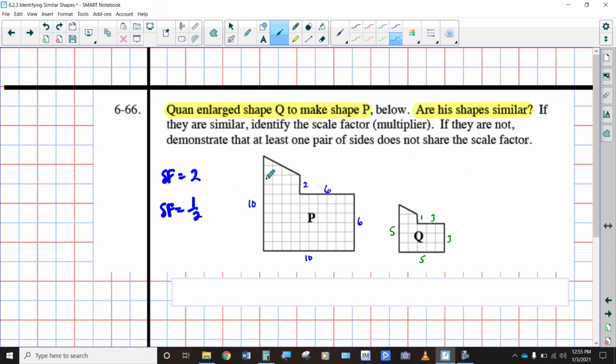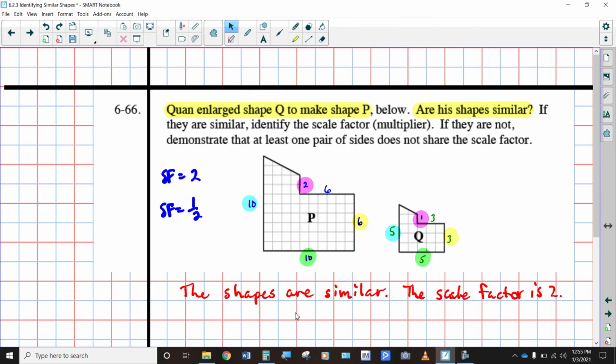So I'm going to go ahead and take a look at this. I've already filled in the numbers here. This is 10 units, this is 6 units, this is 6 units, this is 2 units, and this is a diagonal, which we'll figure out later on what the length of that is. This is 5, this is 5, this is 3, this is 3, this is 1. So does it appear as if all of our corresponding sides follow with that same scale factor? And it certainly does appear to be the case. So we can state that the shapes are similar and the scale factor is 2.